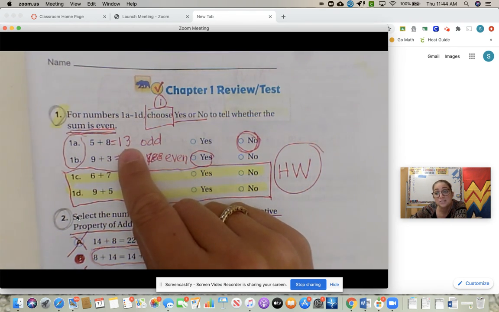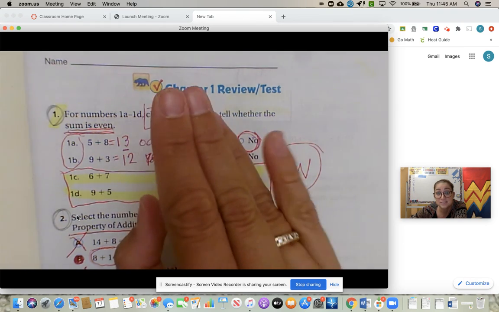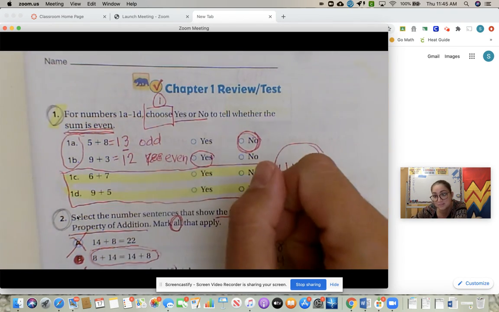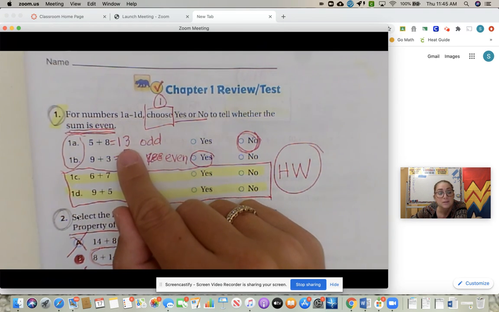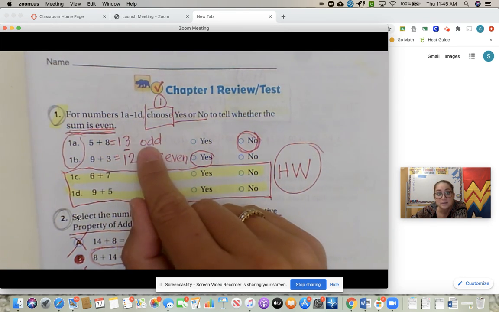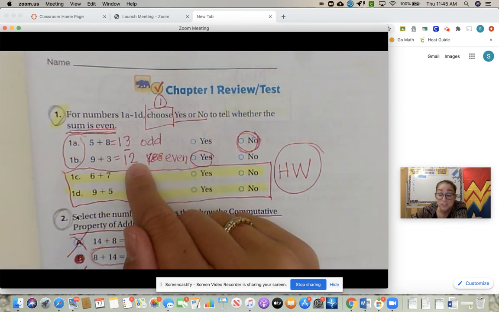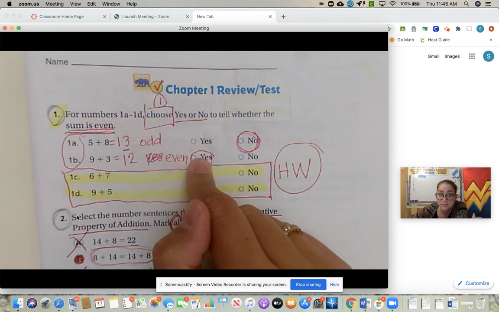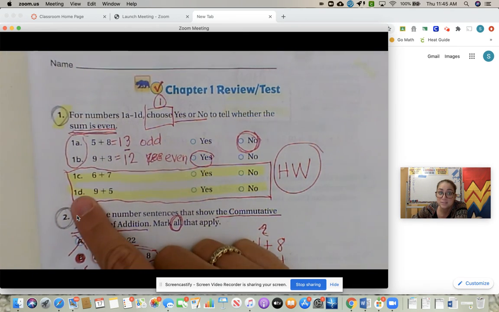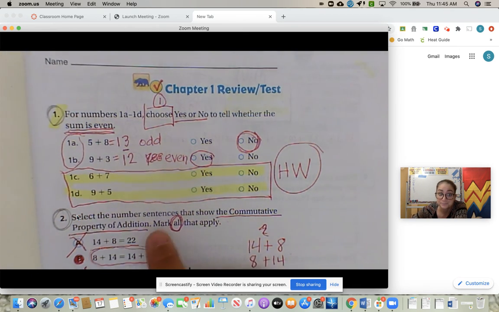You could skip count by 2s starting at 0 to help you decide if a number is odd or even. If you skip count by 2s and you say that number, it is even. So 0, 2, 4, 6, 8, 10, which 0 is even. 3 we did not say, so it is odd. 1B, 9 plus 3 equals 12. If you look at that 2 in the ones place, 2 is even, so 12 must be even. So yes. Your homework is 1C and 1D. So do that on your own.